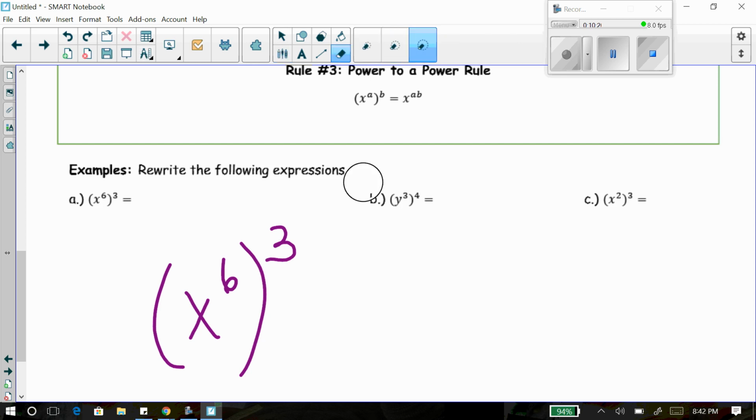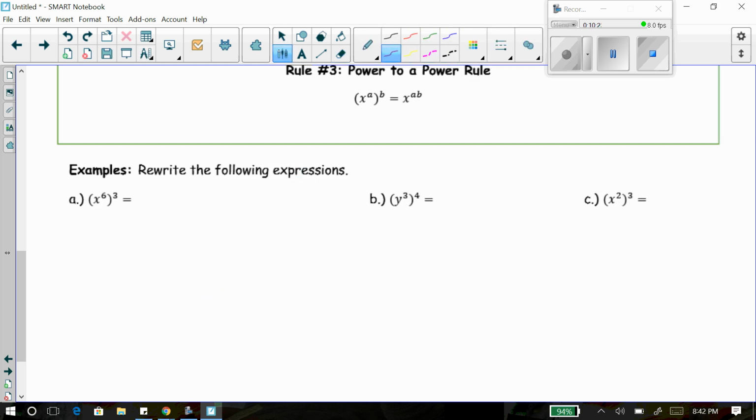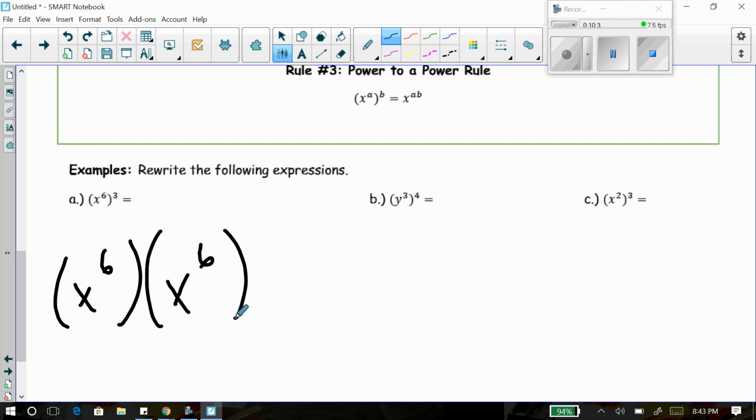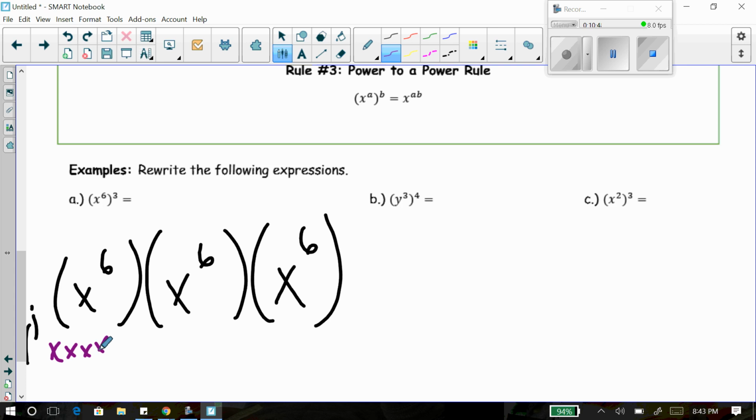So I just want to show you guys something. X to the 6 raised to the third is really x to the 6, x to the 6, x to the 6, right? Which is really 6 x's, 6 x's, and 6 x's. So 1, 2, 3, 4, 5, 6 from that one. 1, 2, 3, 4, 5, 6 from that one. 1, 2, 3, 4, 5, 6 from that one.